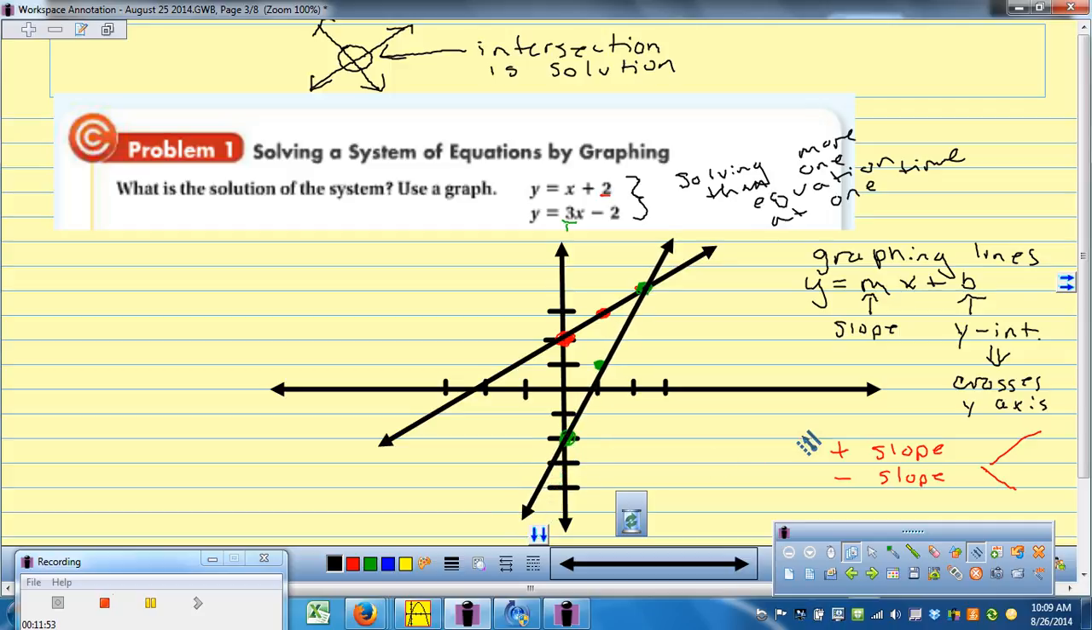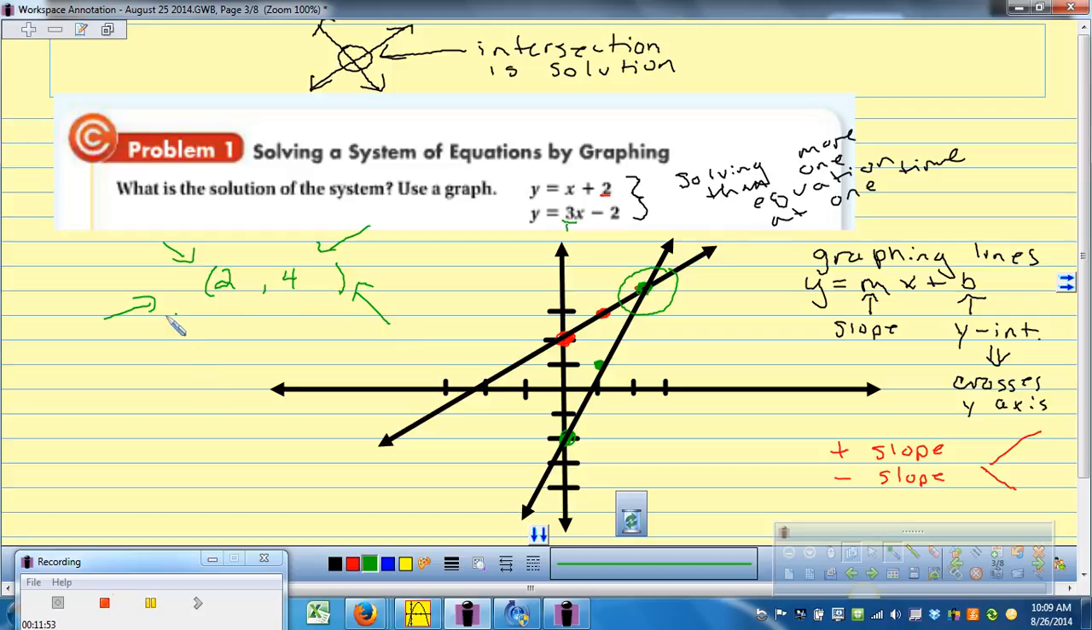So what does it look like my solution is? Remember, when we graph them, we're looking for where they intersect. So the intersection is here. And what point does that look like? Looks like 2, 4. That's what it looks like to me. 2, 4. So here is our solution. So when you're asked to solve a system of equations, what we're looking for in the end is a point.